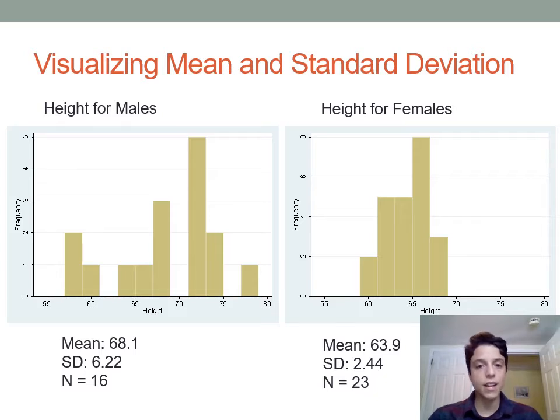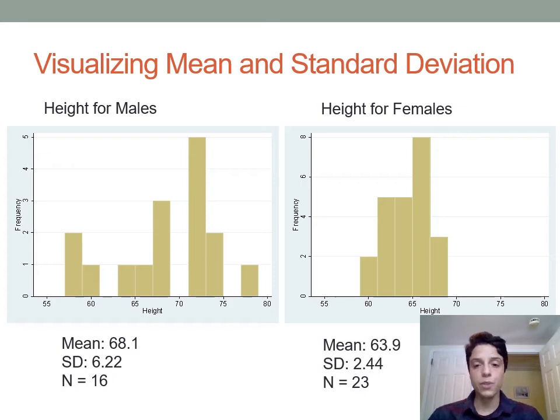So what you can see is that on average, the men in the class had a height of 68.1 inches, and the women in the class had a height of 63.9 inches. So on average, the men in the class were taller than the women in the class. And this is reflected in the fact that if you look at the x-axis on both graphs, the bars for the men in the class are centered around a higher height than the bars for the women in the class, which are centered around a lower height.